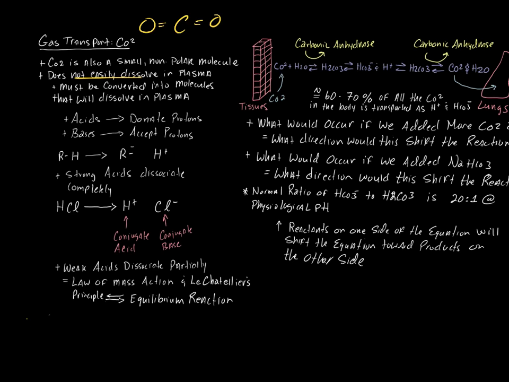And so approximately 60 to 70% of all the CO2 in the body is transported in the form of what? Hydrogen and bicarbonate ions, right? Okay. And just to review, acids do what? They donate protons. And what is a proton? Proton is a hydrogen atom without its electron, or an H+, right? So a hydrogen ion is the same thing as a proton. Bases accept protons, right? Good deal.